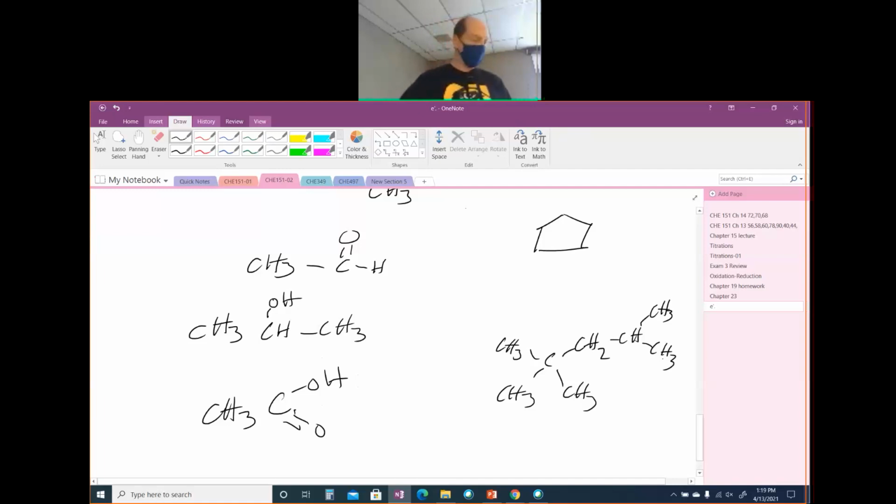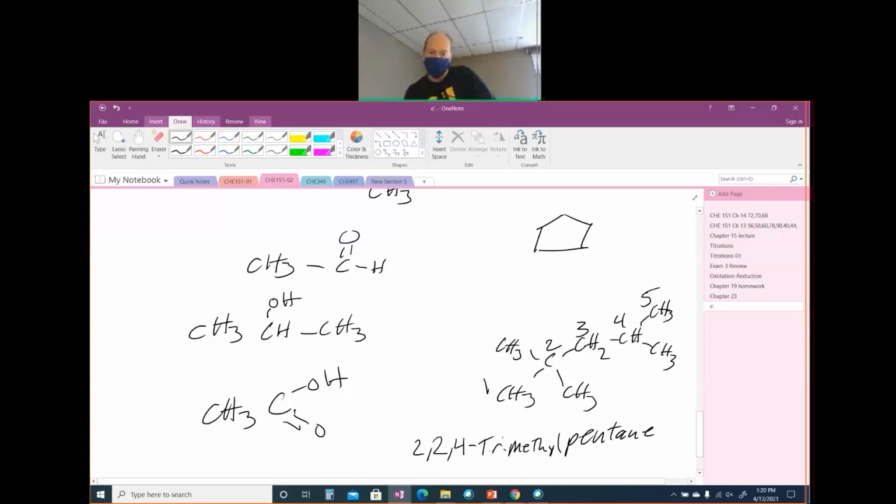Once we have the formulas, then we can name them. Let's name this one here. Longest carbon chain: 1, 2, 3, 4, and 5. We have a methyl off of 2, another methyl off of 2, and a methyl off of 4. So 5 is a pentane, and we have a 2,2,4-trimethylpentane. If you have 3 methyls, you have to have tri, and you will have 3 numbers. This is simply cyclopentane.